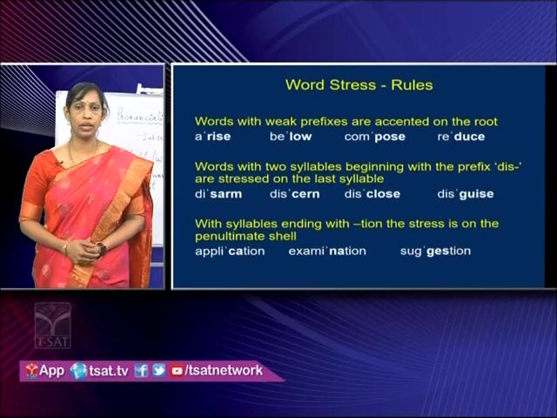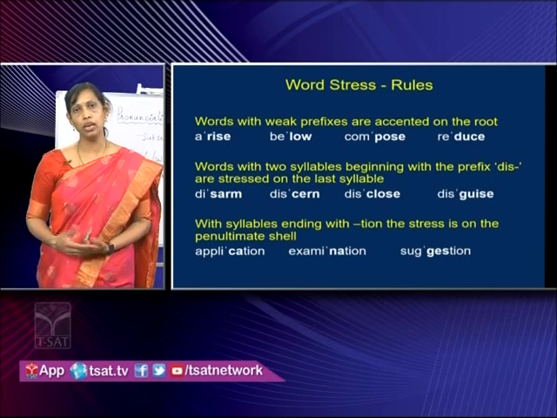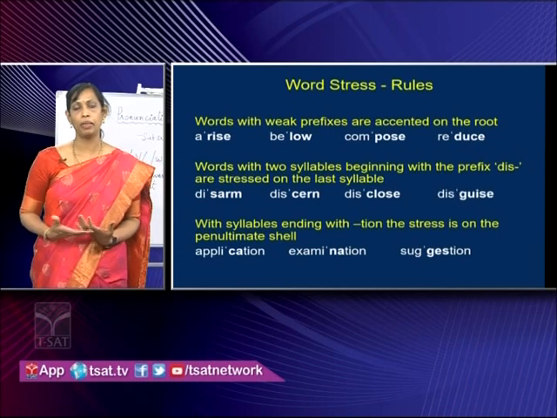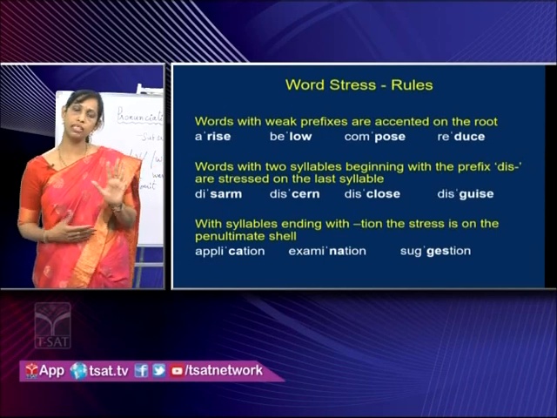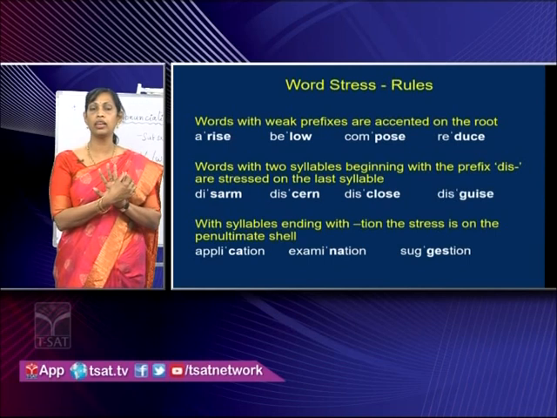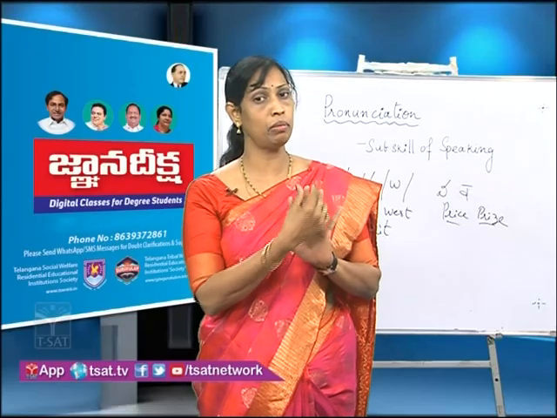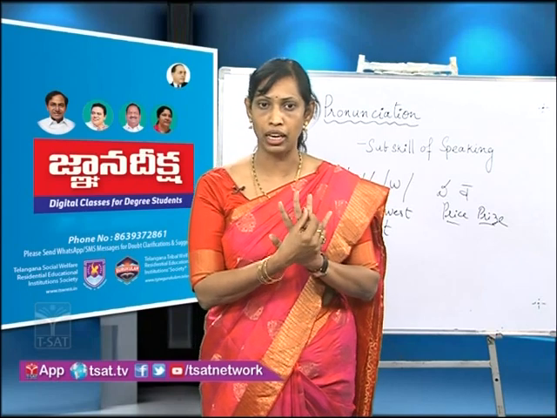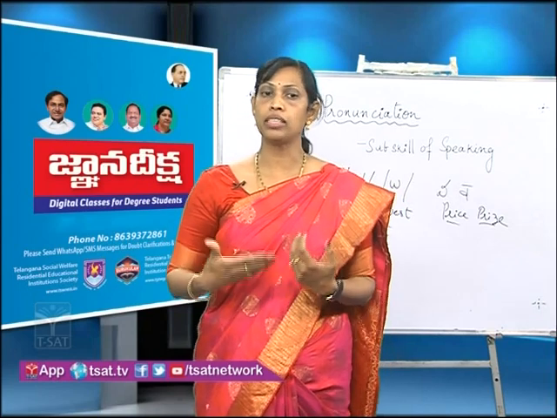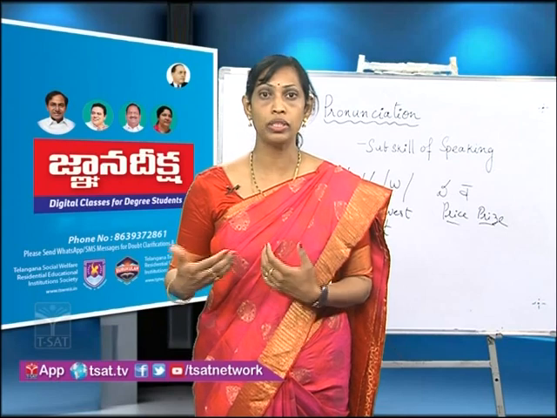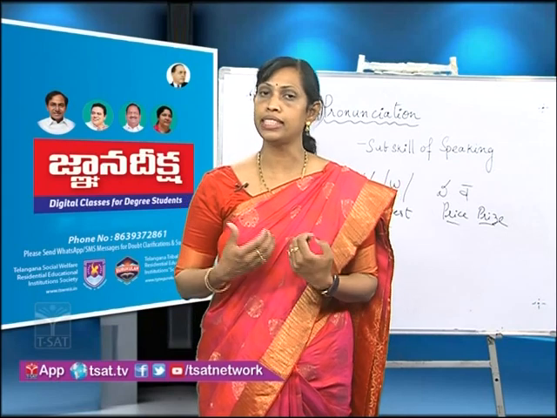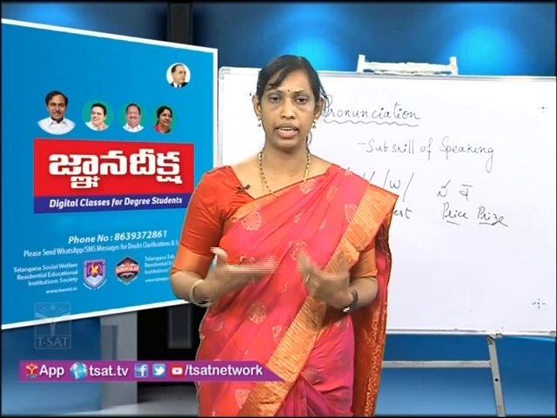Application, examination, suggestion. And now students, what is penultimate syllable? When you have 5 syllables, the last syllable is called the ultimate syllable, the preceding one is called penultimate, and the preceding one is called antepenultimate syllable. So now when the word ends with the sound tion, then the syllable preceding tion is stressed.